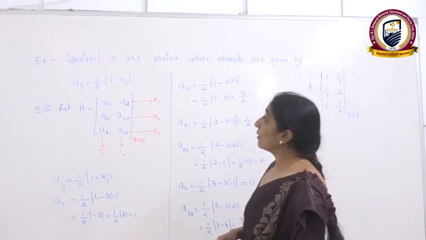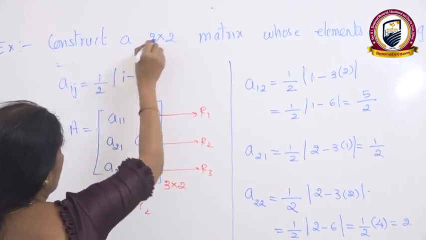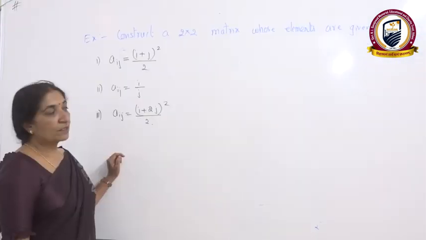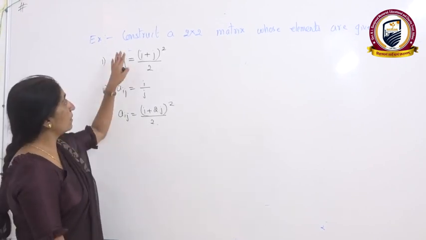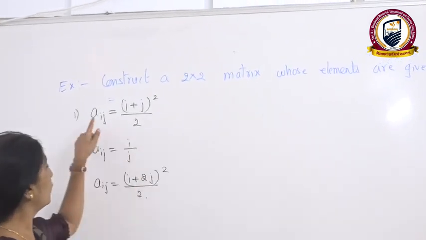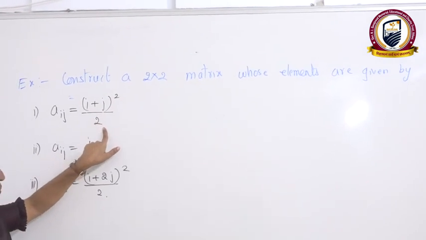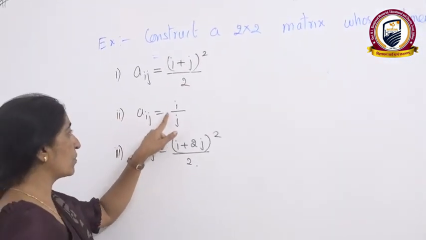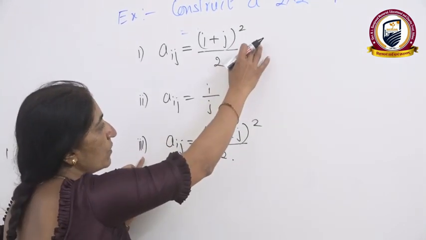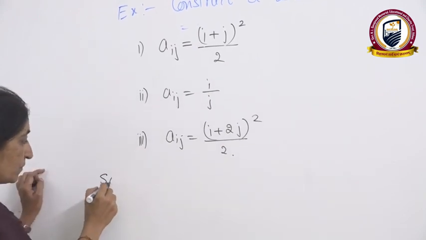I am explaining one more example. Construct a 2 by 2 matrix whose elements are given by. First one, Aij, this condition is given, (i plus j) whole square upon 2. The next one, Aij is equal to i upon j. Third one is like this. Here I am showing you the first one, and the remaining 2 I am giving you students as an assignment. See the first one.